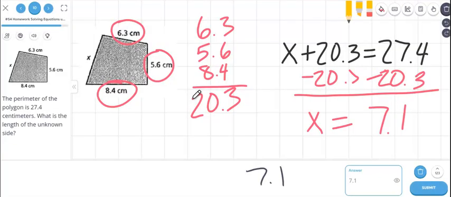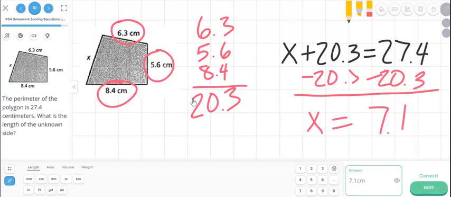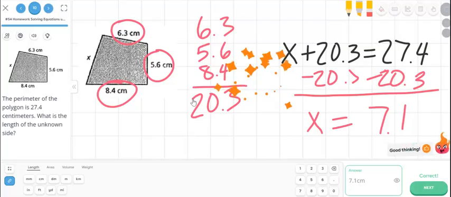centimeters. I'm a little curious if it let me put centimeters and count it right. Ooh, I got it. We don't have to put centimeters, but there it is.